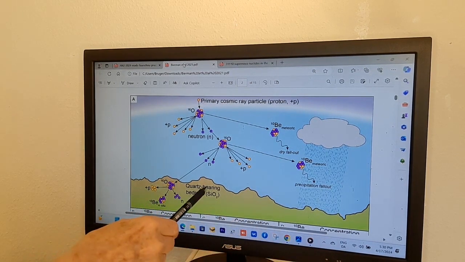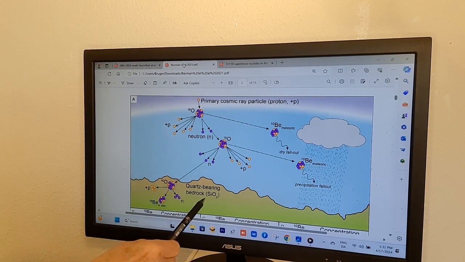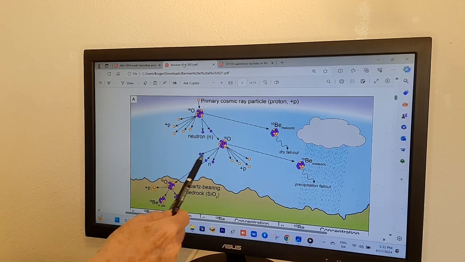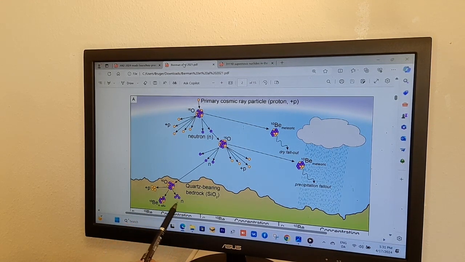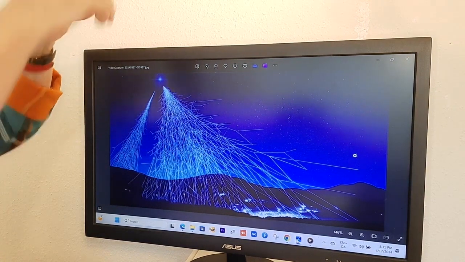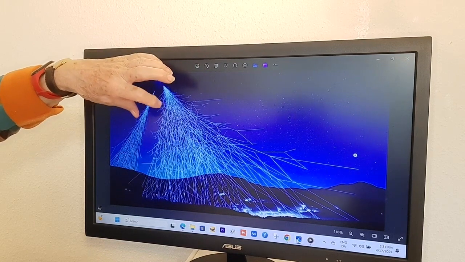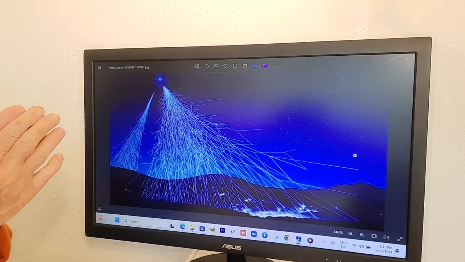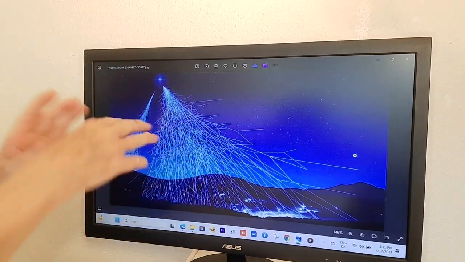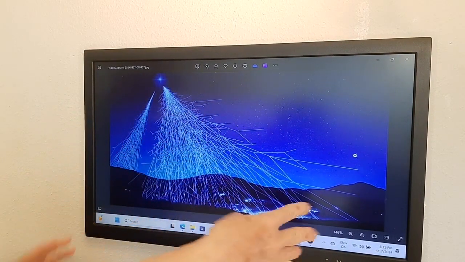This is rock, quartz, bedrock: silicon, oxygen, dioxygen. And one of these oxygens is being hit by this neutron, and it splits up again, and what is left is beryllium-10. Maybe it looks like this. So it starts here, and it hits the first particles, and then more particles, and because they have a lot of energy, they're all hitting here and there and everywhere.